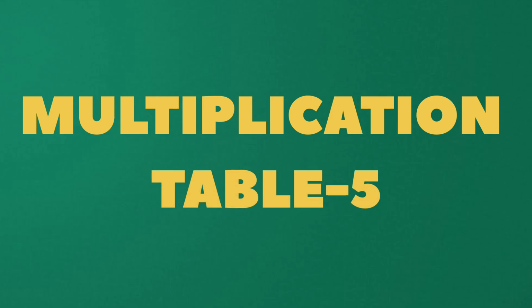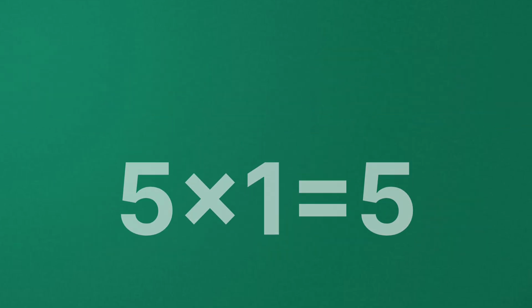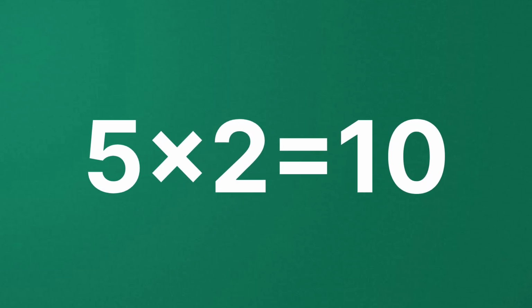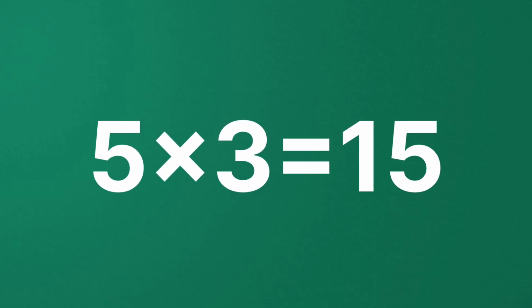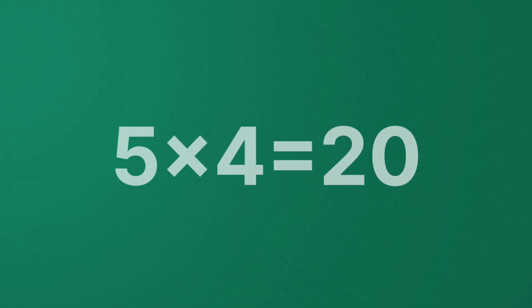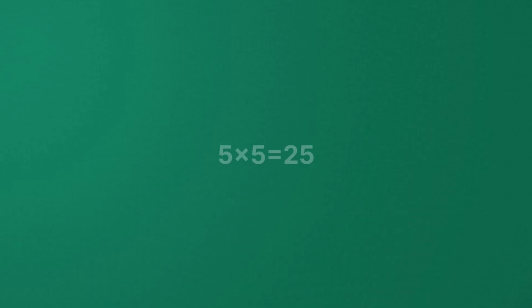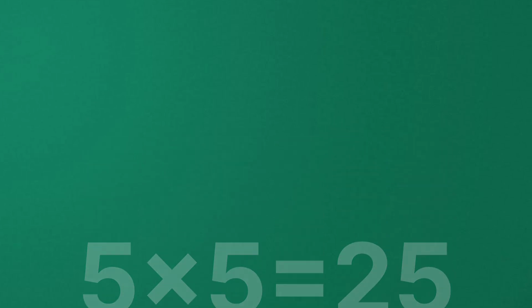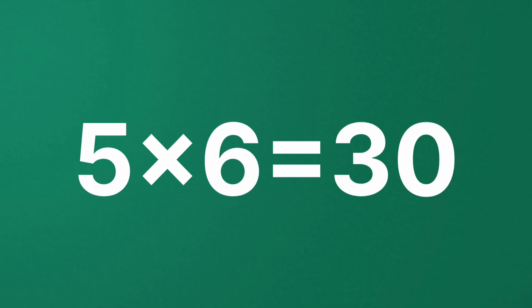Multiplication table of 5. 5 ones are 5. 5 twos are 10. 5 threes are 15. 5 fours are 20. 5 fives are 25. 5 sixes are 30.